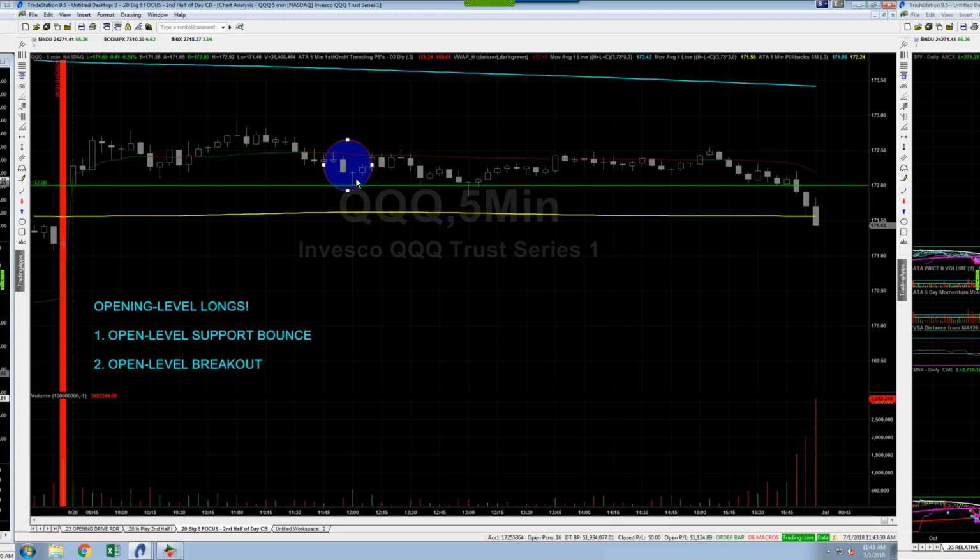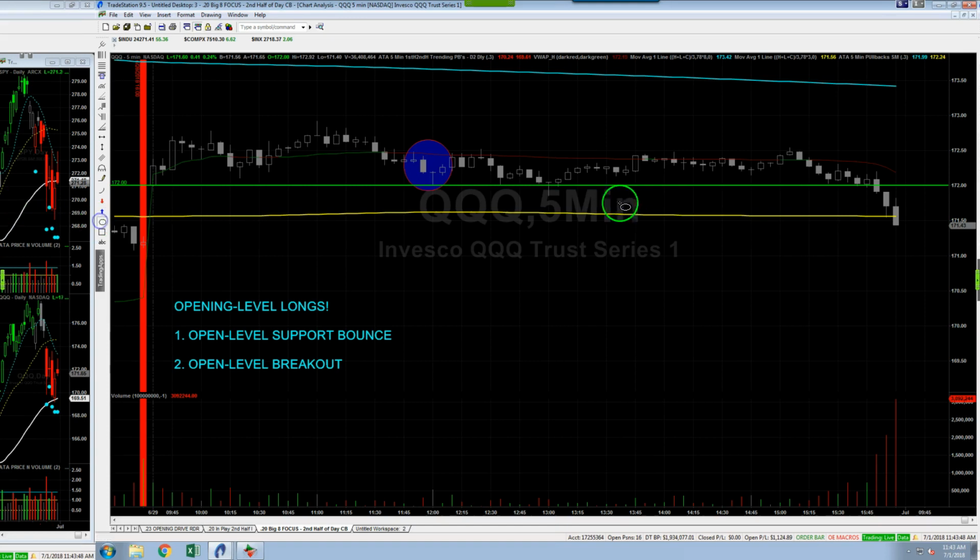Now, here's why this is super low risk. Let's say this trade didn't work, guys. Just like about an hour or so later at 1 o'clock. It worked once, it worked twice, but let's just say that this is the only time the Qs came to support, and it's sitting right there at that opening price, and we buy some calls or we go long right there.